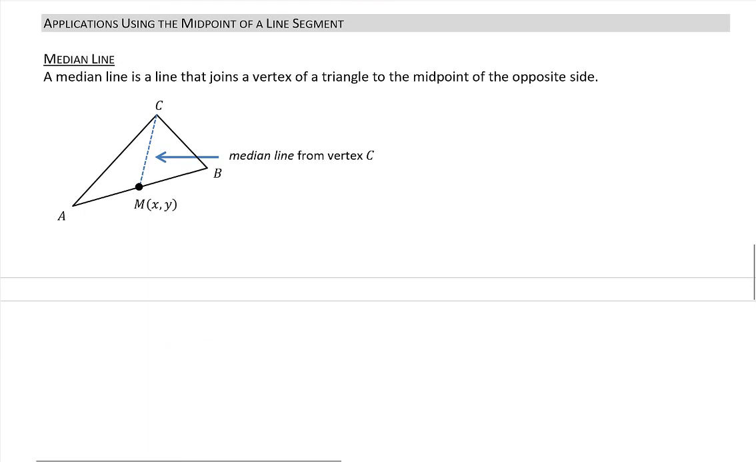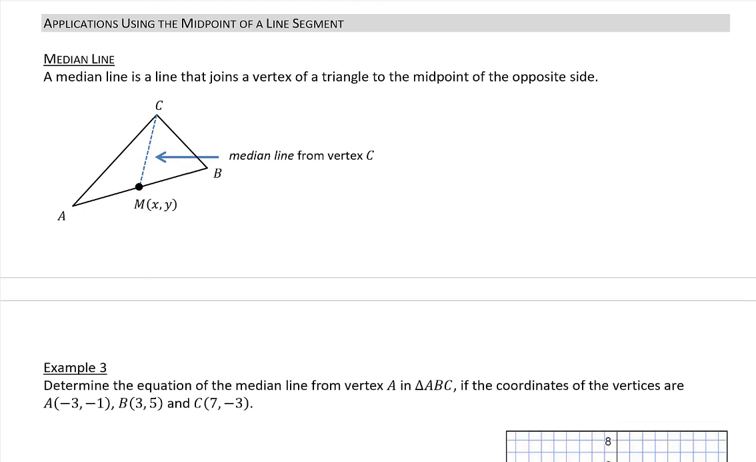All right, last thing I want to talk about is applications using the midpoint. The first application we want to look at is what's called a median line. And a median line joins a vertex of a triangle to the midpoint of the opposite side. So a vertex is like the corner of the triangle. So here's vertex C, and here's the midpoint of the opposite side. So that dotted line there is what we call the median line from vertex C.